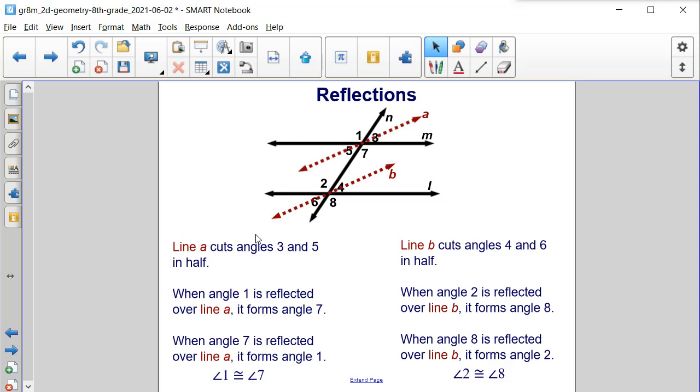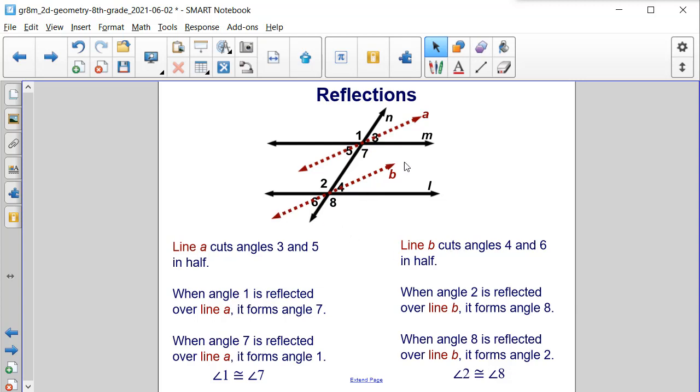First, let's look at reflections. If we have this line A that cuts angles 3 and 5 directly in half, and we reflect angle 1 across line A, it forms angle 7. And when angle 7 is reflected over line A, it forms angle 1. Therefore, angle 1 is congruent to angle 7 by a reflection, which also proves that vertical angles are congruent.